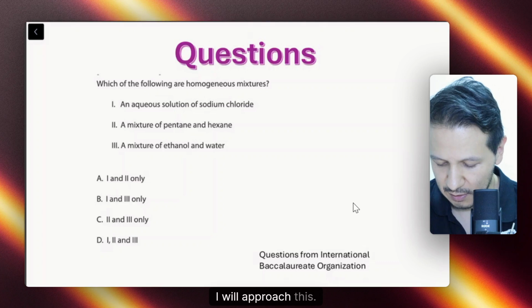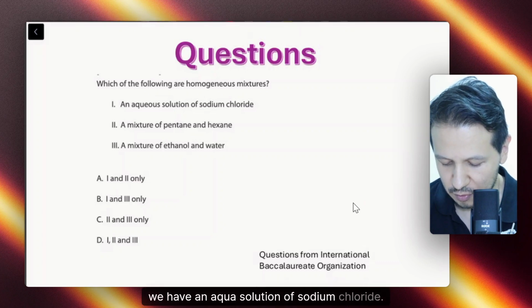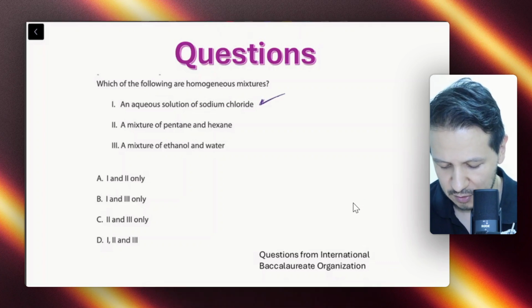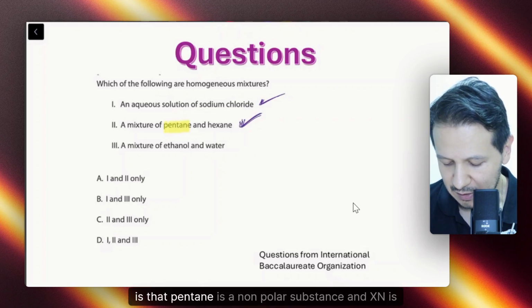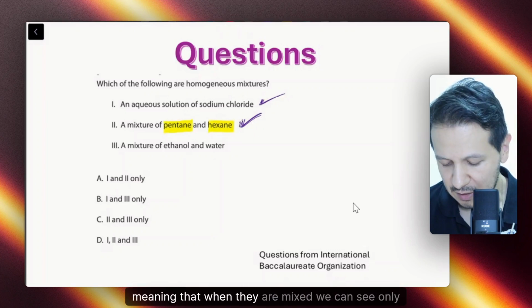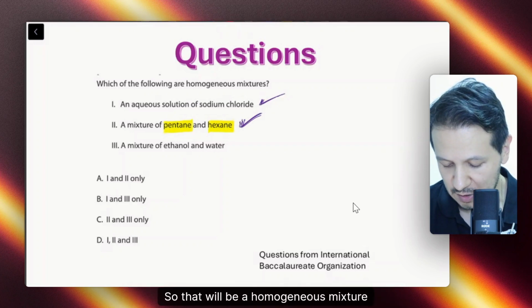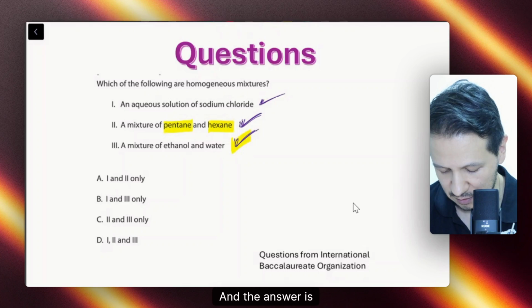So I will approach this. We have an aqueous solution of sodium chloride. Okay, sodium chloride dissolved completely. Then a homogeneous mixture of pentane and hexane. Well, what is key here is that pentane is a nonpolar substance and hexane is a nonpolar substance. It means that they are miscible. One is soluble in the other, meaning that when they are mixed, we can see only one phase. So that would be a homogeneous mixture, and a mixture of ethanol and water. We could also see only one phase, meaning that it's a homogeneous mixture, and the answer is D.